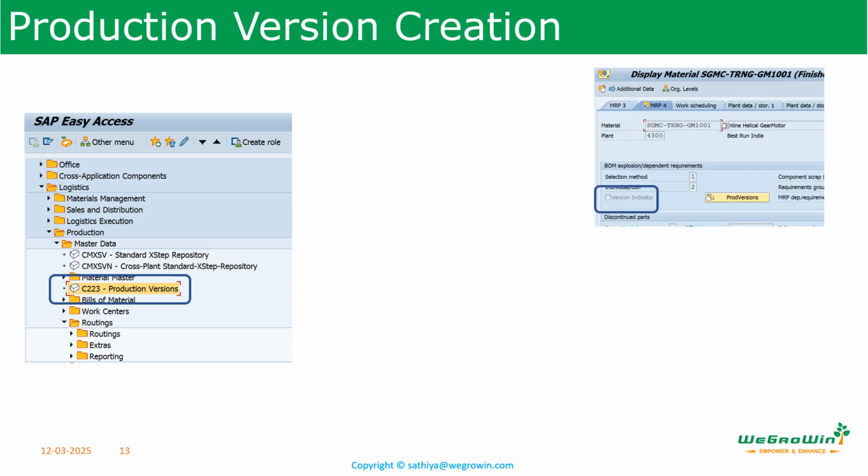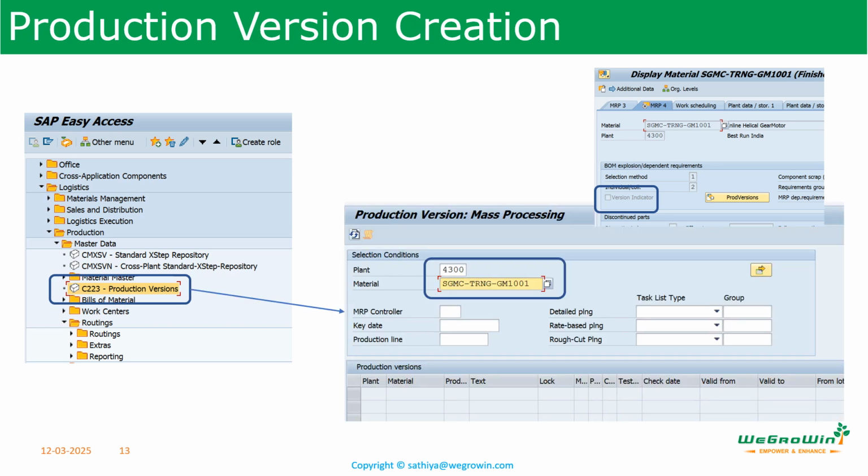To see whether the production version is attached to the material or not, it is available in the MRP4 view as shown here. In the MRP4 view, you see that the production version indicator is blank now. Now we will create this, then after creation we will come and see what is happening with it. Okay. Now when you enter C223, the opening screen is here where we have to enter the selection parameters like plant and materials.